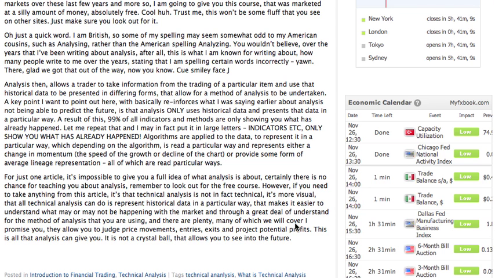However, if you need to take anything from this article, it's that technical analysis is not in fact technical, it's more visual. All technical analysis can do is represent historical data in a particular way that makes it easier to understand what may or may not be happening with the market, and through a great deal of understanding of the method of analysis that you are using, and there are plenty, many of which we will cover, I promise you, they allow you to judge price movements, entries, exits and potential profits. This is all analysis can give you. It is not a crystal ball that allows you to see into the future.